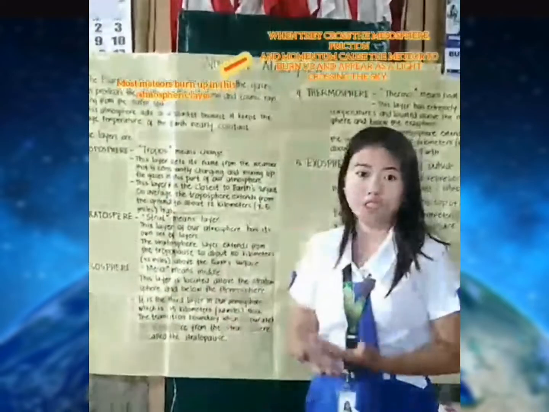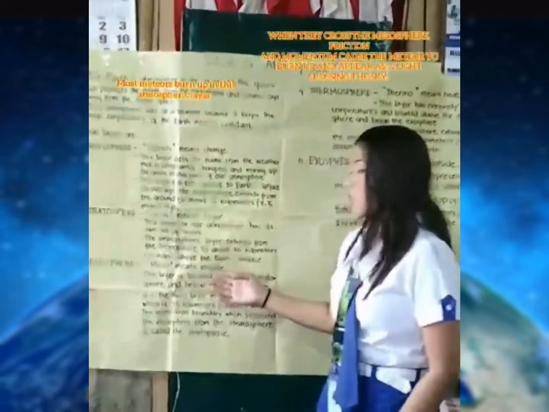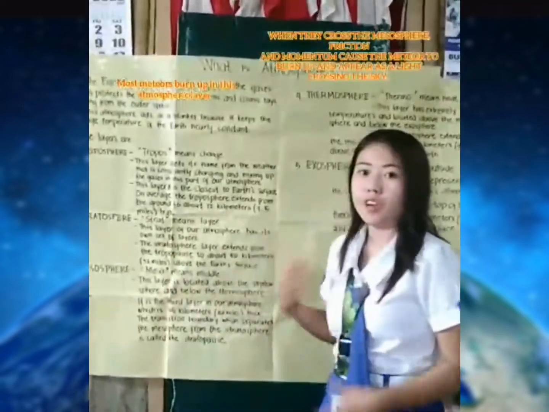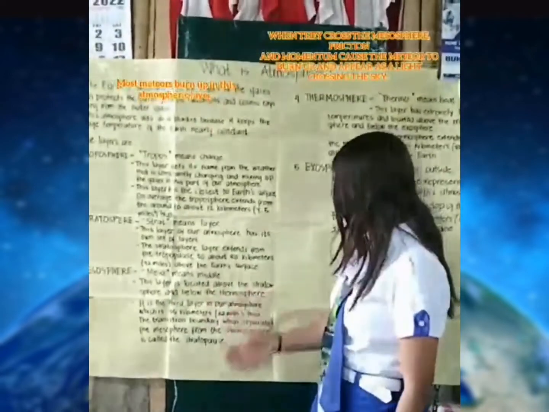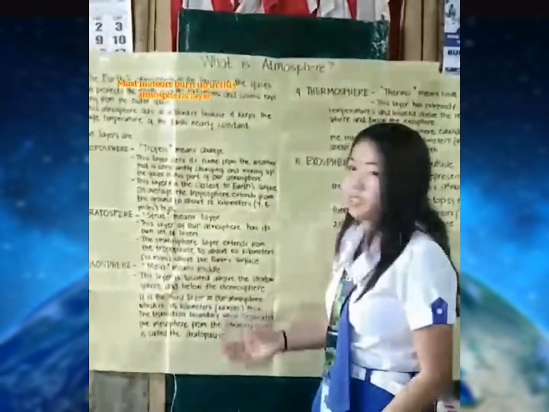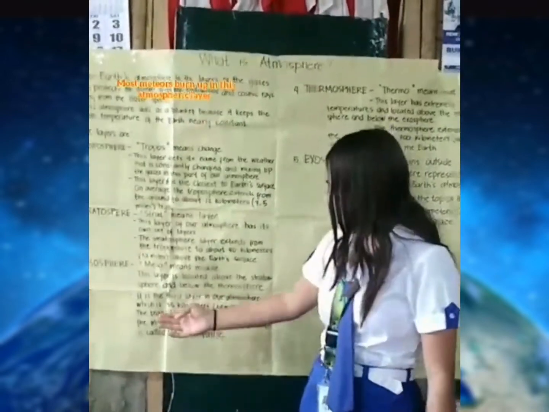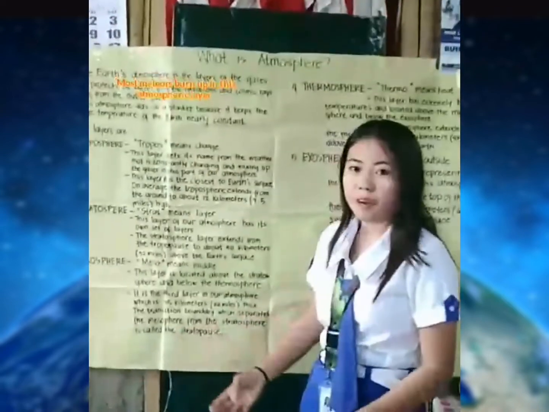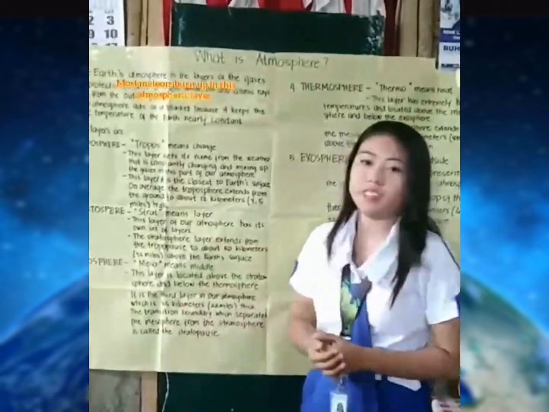So our third layer is mesosphere. Meso means middle. This layer is located above the stratosphere and below the thermosphere. It is the third layer in our atmosphere, which is 35 kilometers or 32 miles thick. The transition boundary which separates the mesosphere from the stratosphere is called the stratopause.